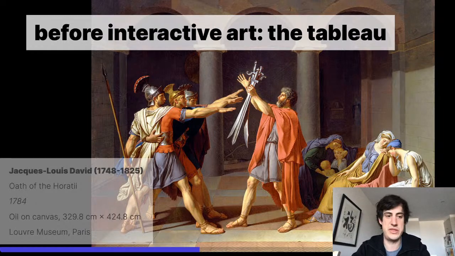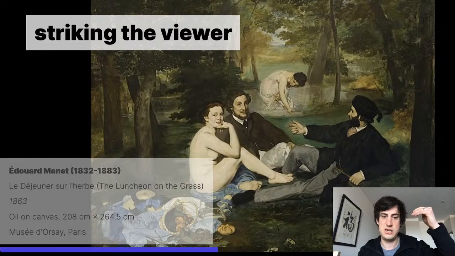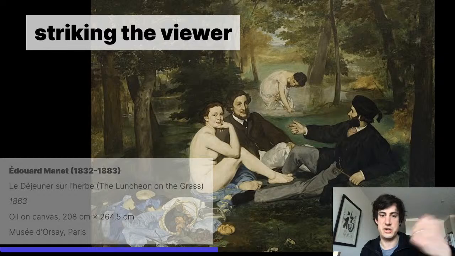Now, why do we care about these 18th century and 19th century works? Well, one thing that's really interesting in the developments of the works was that in about 1863, a generation of artists started developing examples of works that struck the viewer. So they started really getting into this idea of the viewer being wholly aware that they're being regarded by the painting.